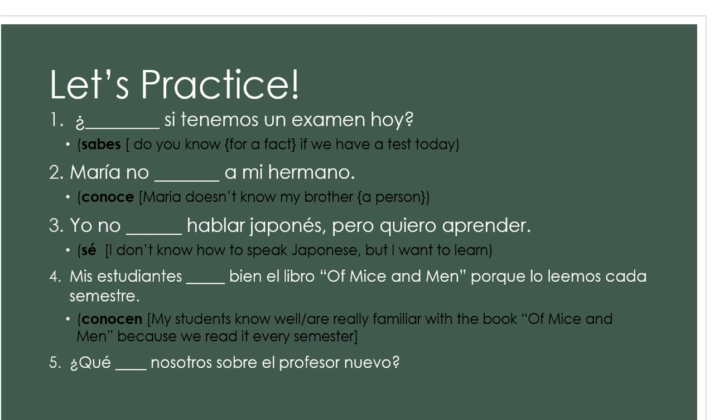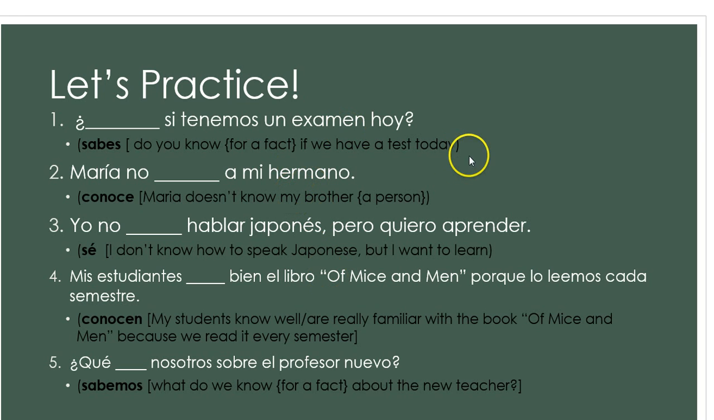Last one. ¿Qué blank nosotros sobre el profesor nuevo? And the answer here is sabemos. What do we know for a fact about the new teacher?